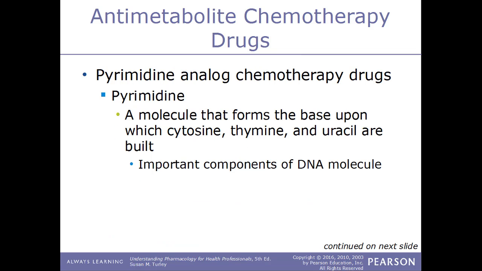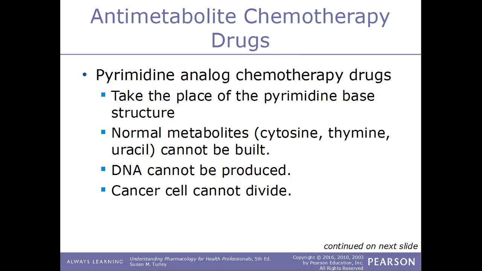Now, a class of the antimetabolites that's related to this is the pyrimidine analog chemotherapy drugs. And the pyrimidine is a molecule that forms the base on which cytosine, thymine, and uracil are built. So the other two nitrogenous bases found in DNA, cytosine and thymine, are classified as pyrimidines. And uracil is a modified form of thymine that's found in the compound RNA.